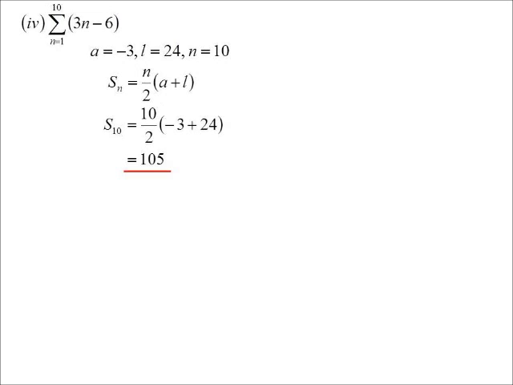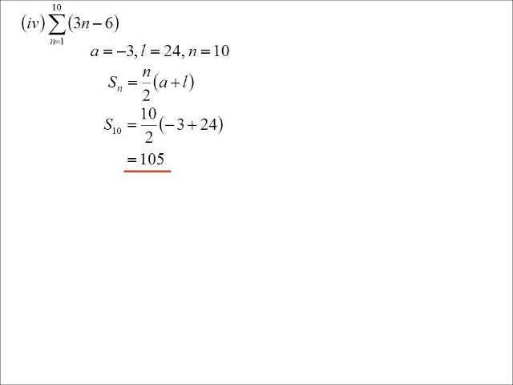All right, sigma notation. So sum of, there's the general formula, 3n minus 6. We're going from the first term to the 10th term. So I'm going to use the a plus L formula. So the first term is negative 3 when I substitute 1 into the formula. The last term will be 24, and we've got 10 terms all up. So n on 2, a plus L, and there it is, 105.